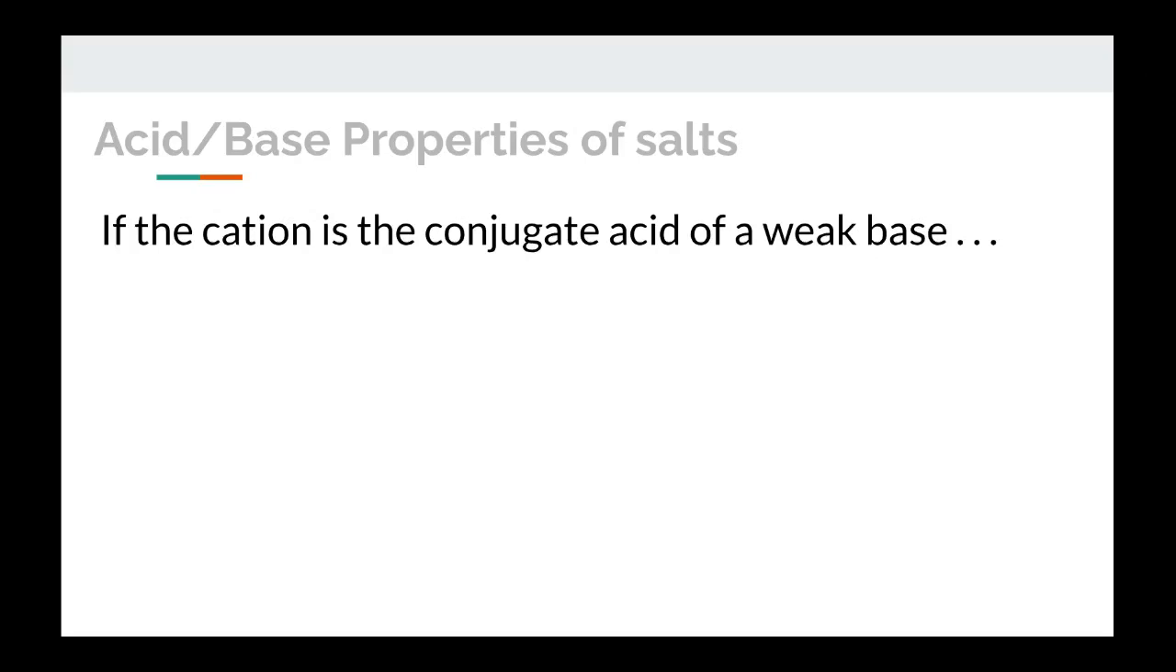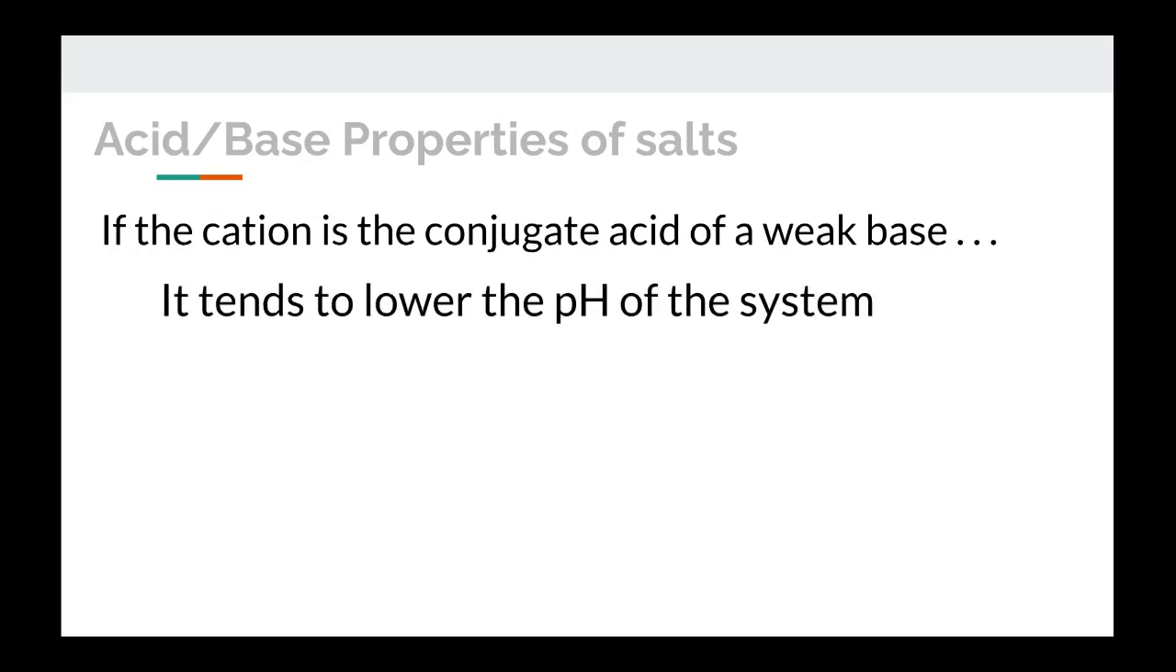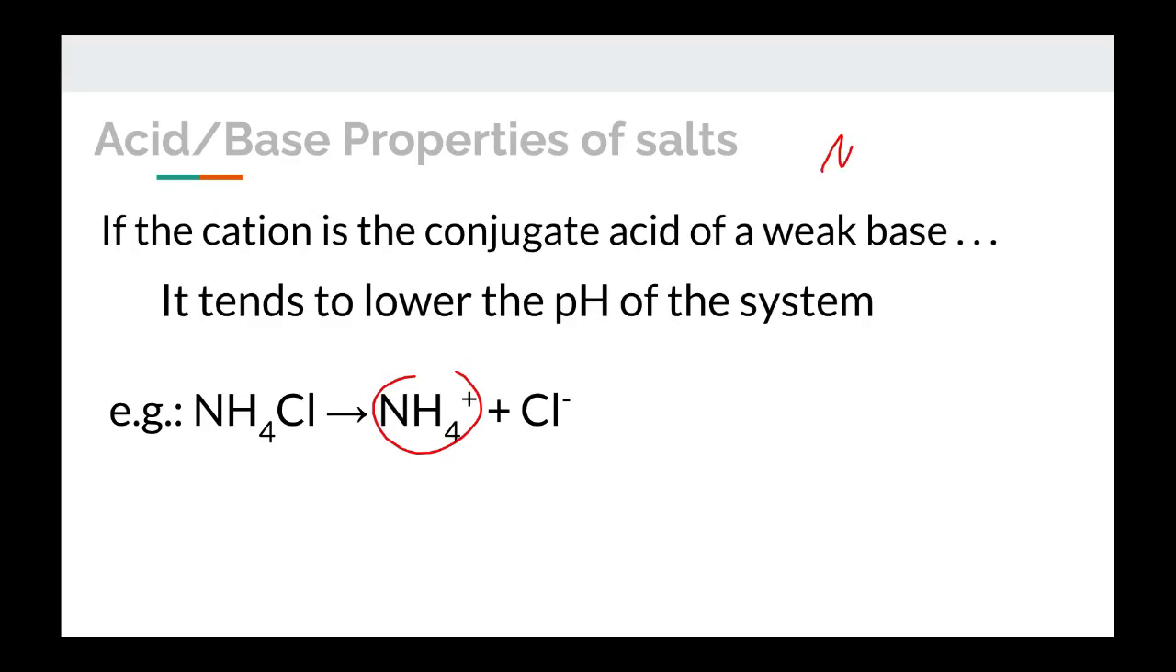Another type of cation that you might have is the conjugate acid of a weak base. That will tend to lower the pH of the system. Here's an example. If your salt was ammonium chloride, NH4Cl, NH4 plus, that is the conjugate acid of NH3, a weak base. And because it's going to function as an acid, it will do its thing. NH4 plus is going to dissociate and give you some H plus and some NH3.